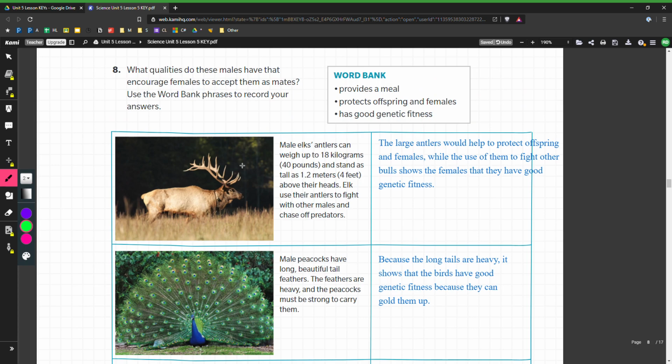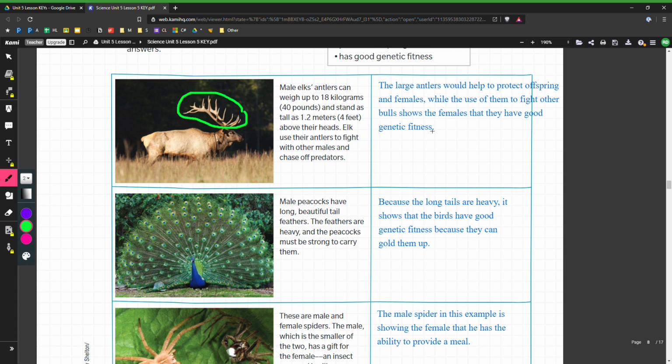Elks have these giant antlers. What is the point of antlers? Well, the point of antlers, it says here, is they fight with other males and they chase off predators. So they protect their offspring and their females, and because they're fighting one another, if multiple elk are fighting, the one that wins gets to reproduce. So that is demonstrating that the stronger elk has good genetic fitness because it is theoretically more fit than the other elk. So that's why they would want to mate with that one.